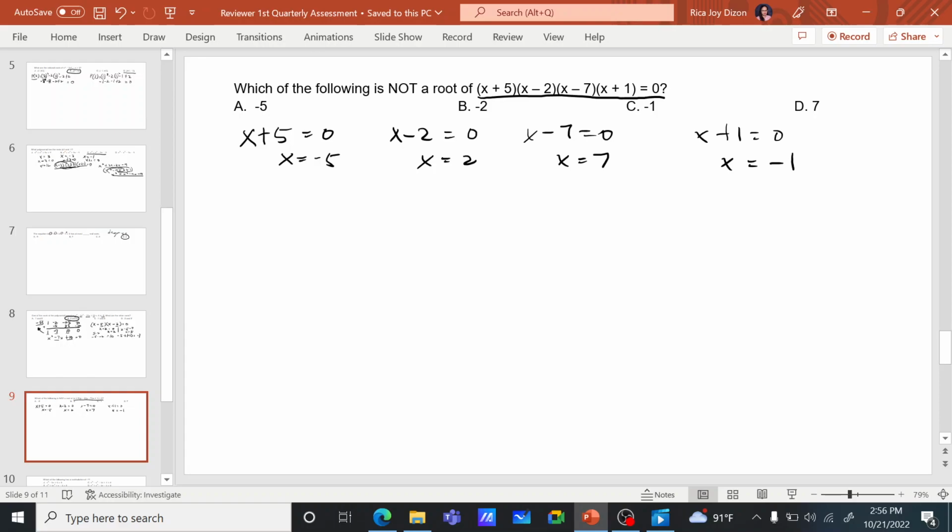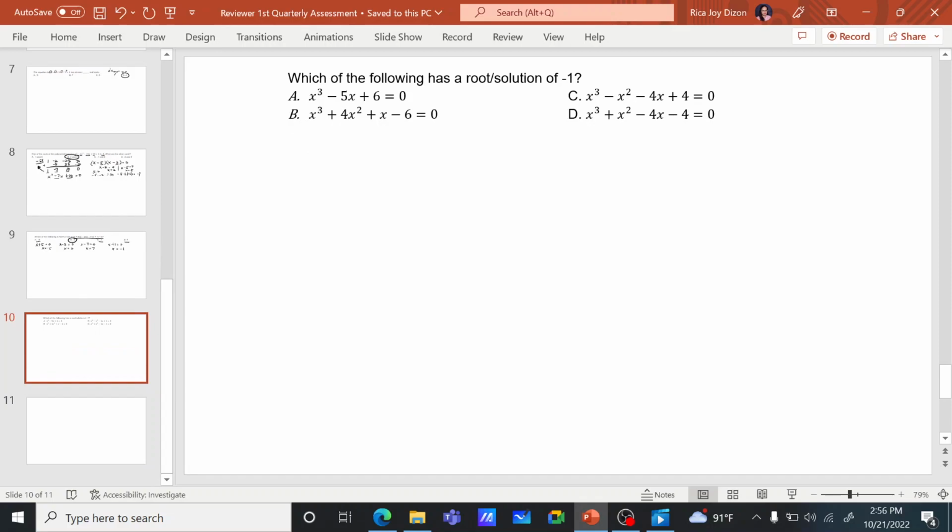Which among the following is not included? Negative 5 is already there. Negative 2 is not. Negative 1 is a root. 7 is a root. So the one that is not a root is negative 2.